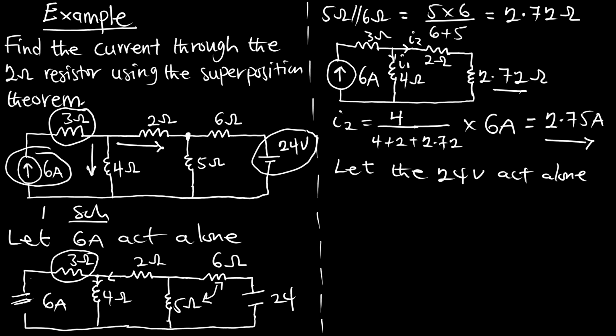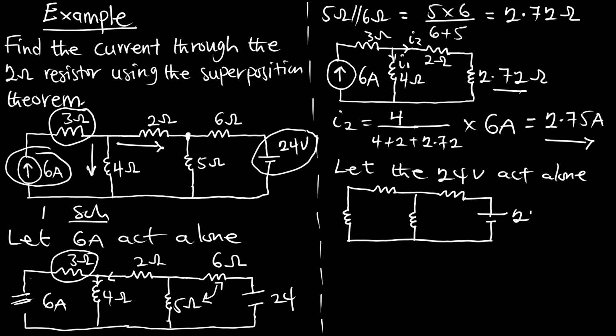So this is what our diagram is going to be like. It is going to have the 4 ohm resistor, the 2 ohm resistor, the 6 ohm resistor, this 5, and this is going to be our voltage source. So this is our diagram: the 24 volts, the 6 ohm, the 5 ohm, this is our 2 ohm, and this is the 4 ohm resistor when the 24 volts is acting alone.